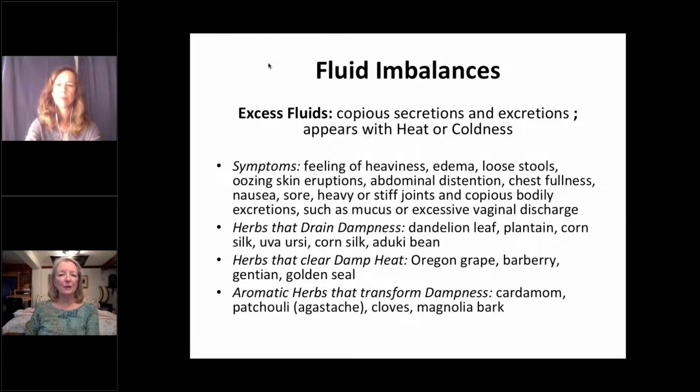We have another category of herbs called aromatic herbs that transform dampness. And these tend to be our digestive carminatives like cardamom and agastache, also known as patchouli, cloves, magnolia bark. These are fabulous for dampness in the digestive organs, the spleen and the stomach. So if somebody starts getting a feeling of meat clinging in their throat, or like there's phlegm stuck in their throat, one of these herbs is fabulous for that. Or if they're always coughing up phlegm or spitting up phlegm, or if they drool more easily day or night, these are herbs that are fantastic for that.